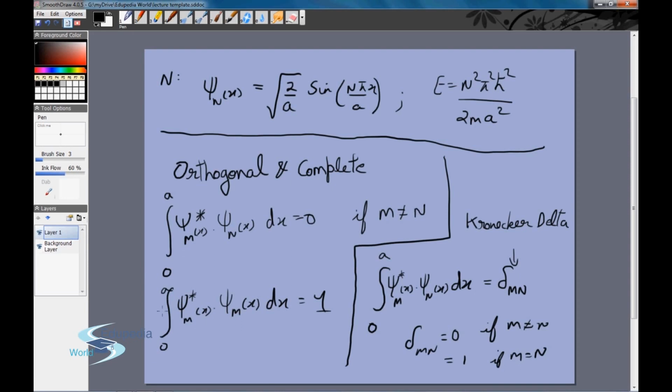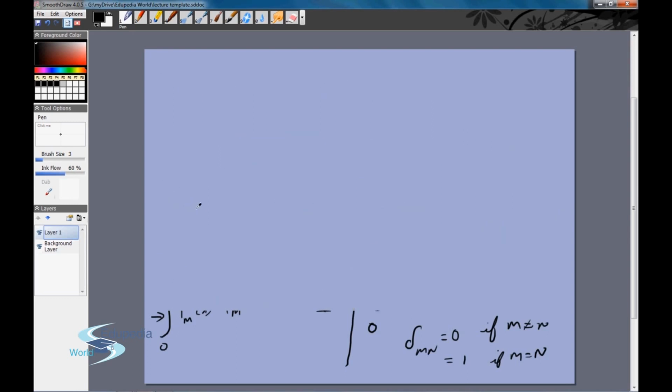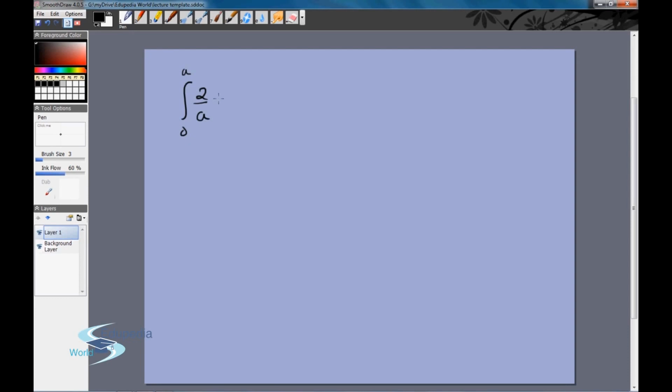This case comes directly from normalization. The fact that we put root 2 by a in front means that this is true for all functions, and let's try to prove this first one. So integral 0 to a psi m star multiplied by psi n. So that will give us 2 by a, because we have root 2 by a, sine m pi x by a, sine n pi x by a dx. And this we can write as 1 by a, 2 sine a sine b is cos a minus b minus cos a plus b.